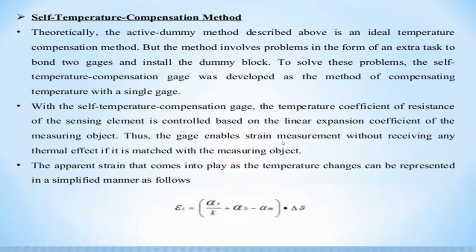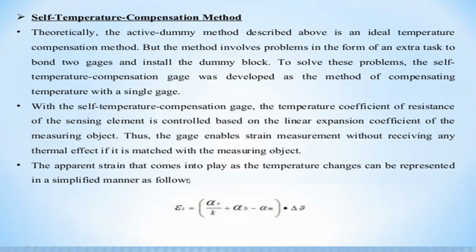Thus, the gauge enables a strain measurement without receiving any thermal effects if it is matched with the measuring object. So the gauge enables the strain measurement without receiving any thermal effects, and it is matched with the measuring object. So that is the main thing in the self temperature compensation method.